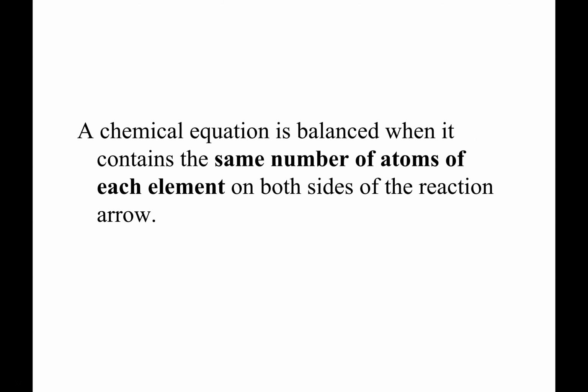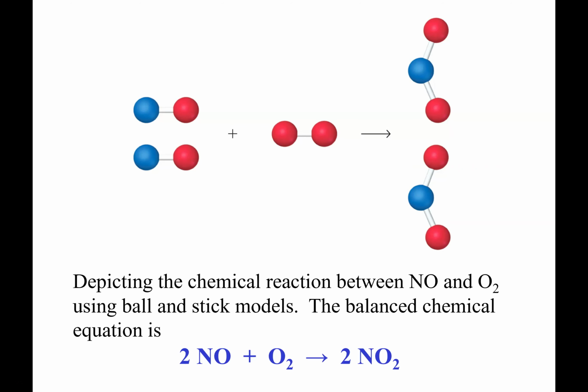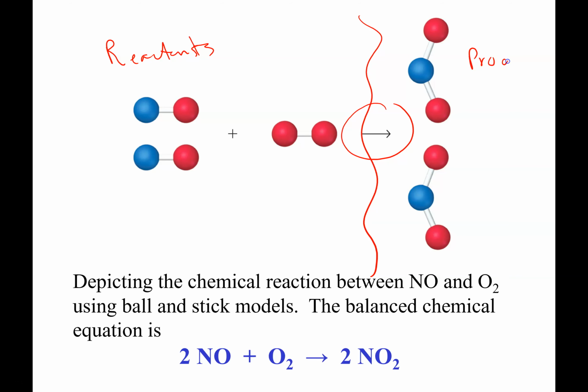Okay. So I've got some pictures here to show you pictorially what that looks like. On either side of the reaction arrow, you have the same number of atoms of each type of element. Here's one. I call it a brick wall. Here's my reaction arrow right here. I make a brick wall where on this side I have the reactants, and on this side I have the products.